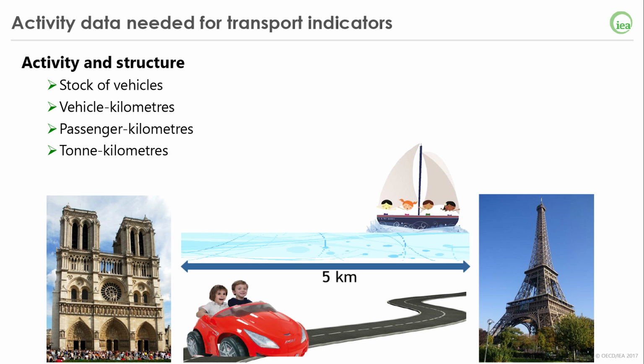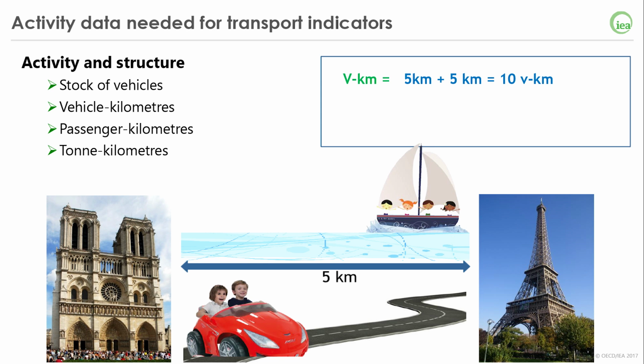We'll look at stock of vehicles, vehicle kilometers, passenger kilometers, and ton kilometers. Let's imagine that we are in Paris and we want to move from the Cathedral Notre Dame de Paris to the Eiffel Tower. We assume that the distance is 5 kilometers and we have two vehicles, a boat and a car. In the boat there are 4 people, in the car 2. Now let's calculate together vehicle kilometers, passenger kilometers, and average occupancy.